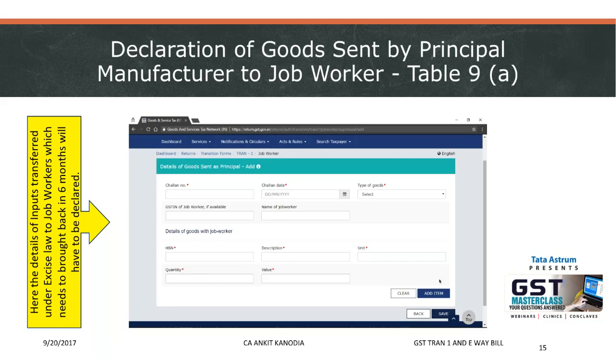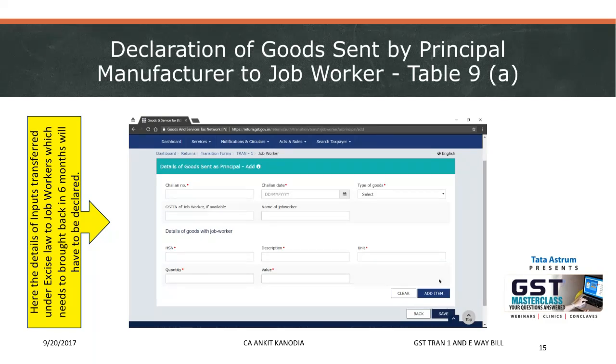So the details of the challan through which the principal has sent those goods, the excise challan number, if the job worker is registered, the job worker number, the details of goods with the job worker, what is the HSN and what type, what is the description of the goods, how much quantity and what is the value of the goods, those details have to be given because as per section 141, if the job worker returns his goods within 6 months of the appointed day, then he will not charge any GST and you can take the credit.